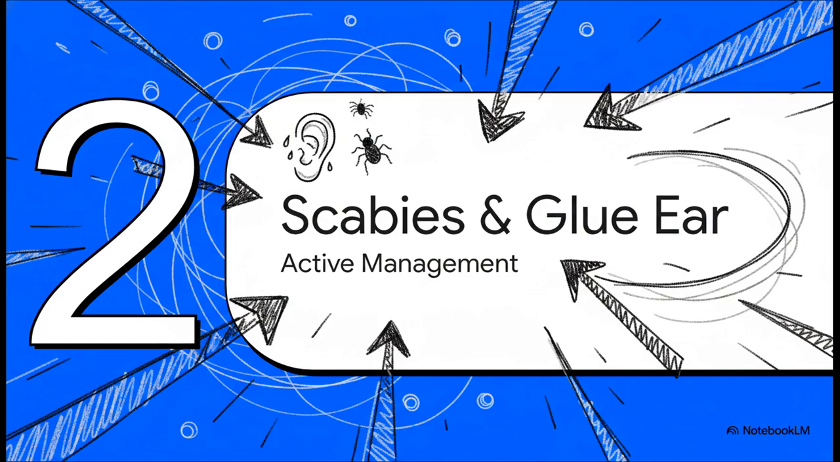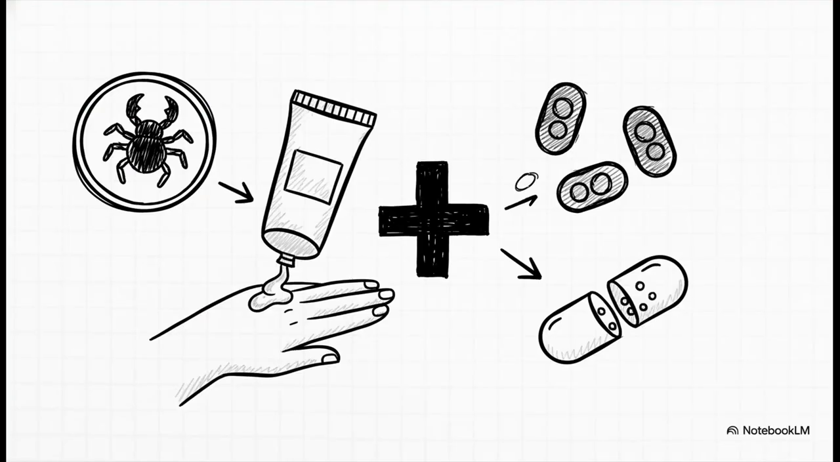All right, Section 2, Managing Scabies and Glue Ear. So based on that severe nocturnal itch, the fact that family members are itching too, and those oozing pustular lesions on his hands, our primary diagnosis here is impetiginized scabies. Basically, that means scabies with a secondary bacterial infection. You've absolutely got to treat the scabies with 5% permethrin, but you cannot forget to treat that secondary staph or strep infection with an oral antibiotic like cloxacillin or cephalexin.